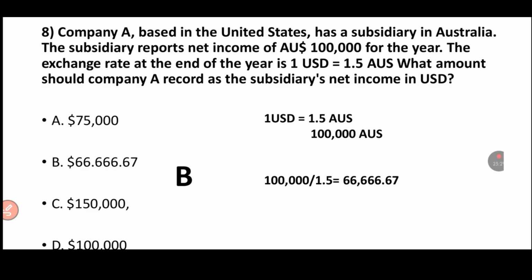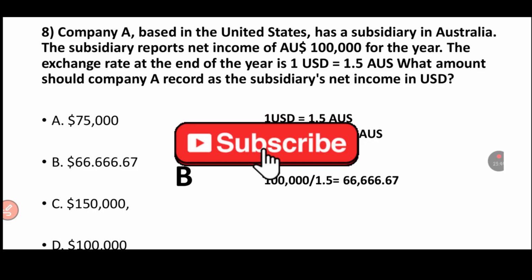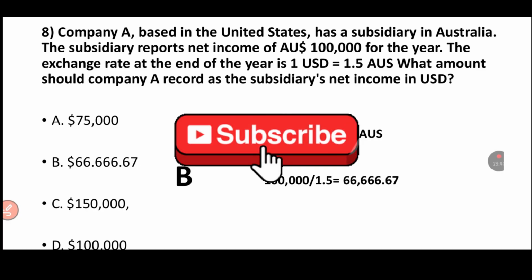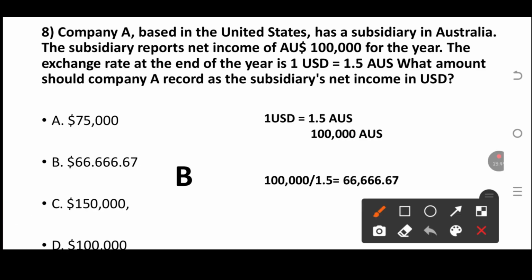Company A, based in the United States, has a subsidiary in Australia. The subsidiary reports net income of AU$100,000 for the year. The exchange rate at the end of the year is one USD equals 1.5 AUD. What amount should Company A record as the subsidiary's net income in USD?